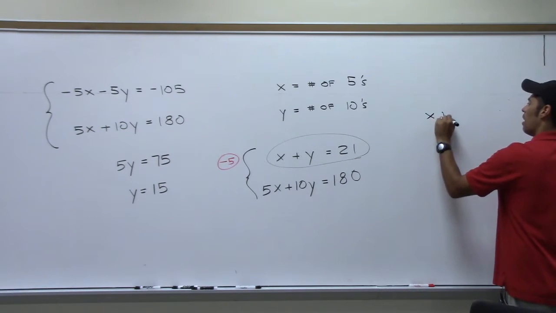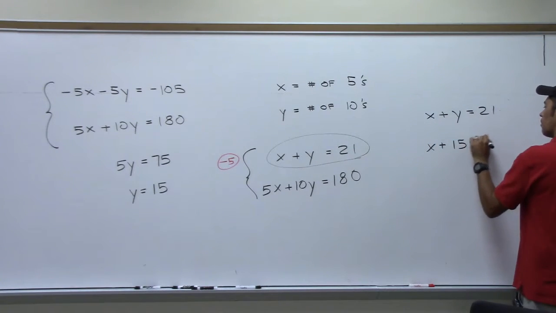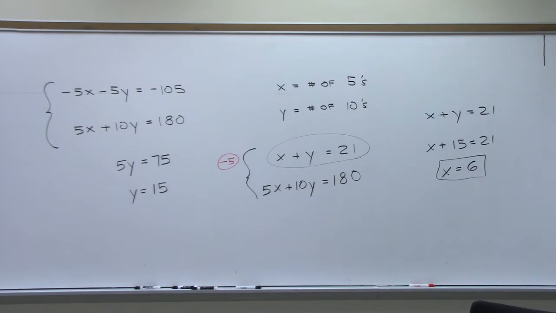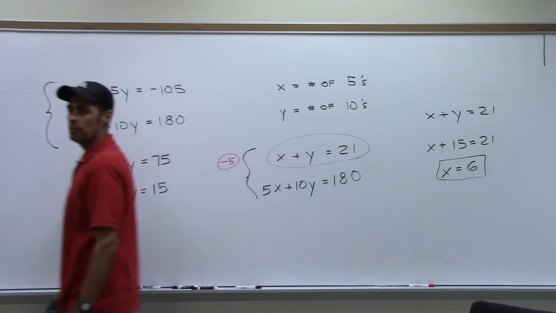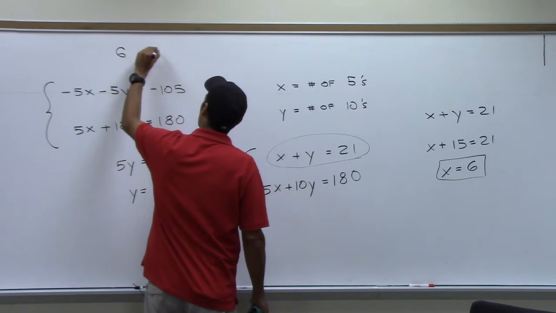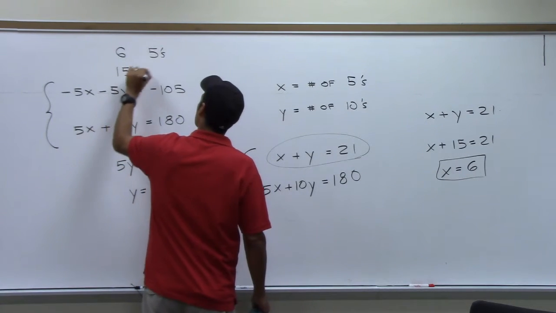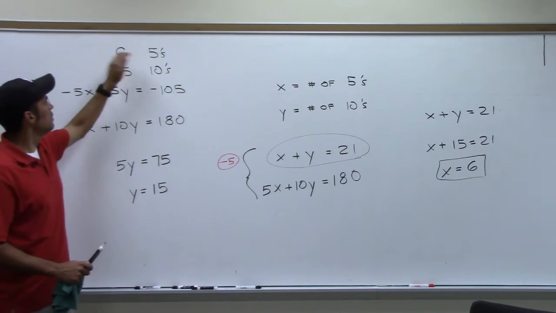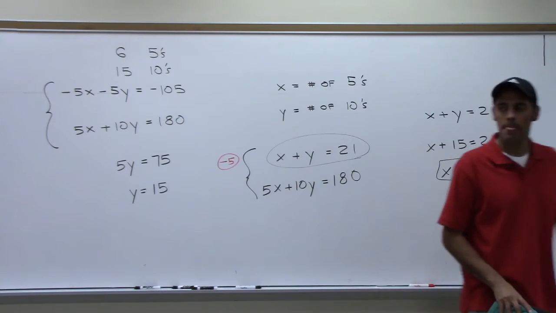So I'm going to write down x plus y is 21. And I know that y is 15. Subtracting 15 on both sides, 6. 6 $5 bills, 15 $10 bills, right? So I have 6 5s and 15 10s. So 15 10s would be $150. And 6 5s would be 30, and you add them together, right? And you got your 180.